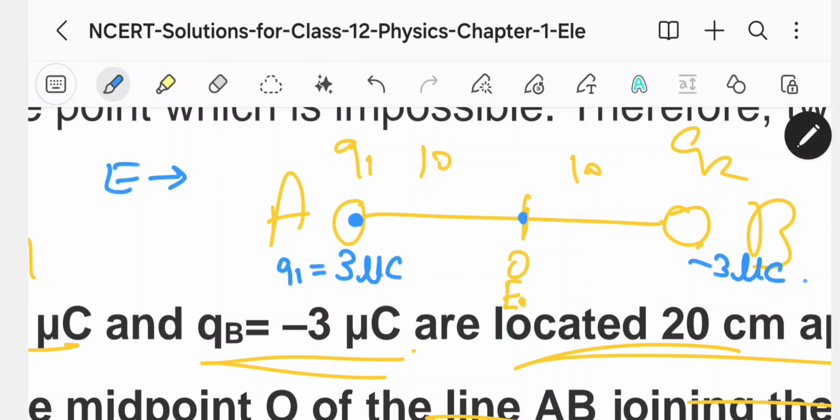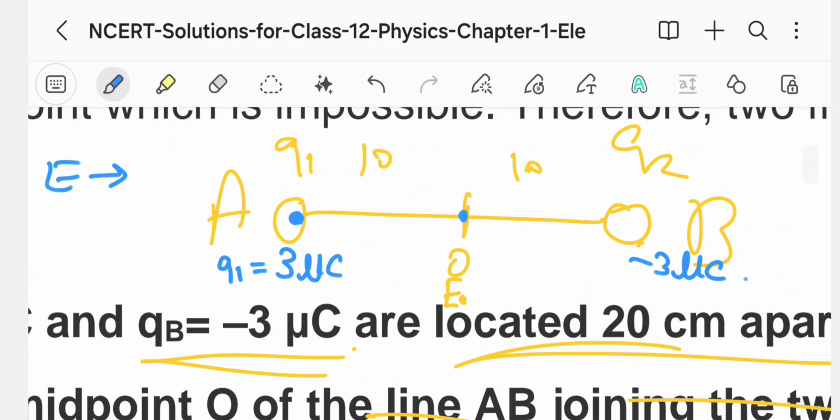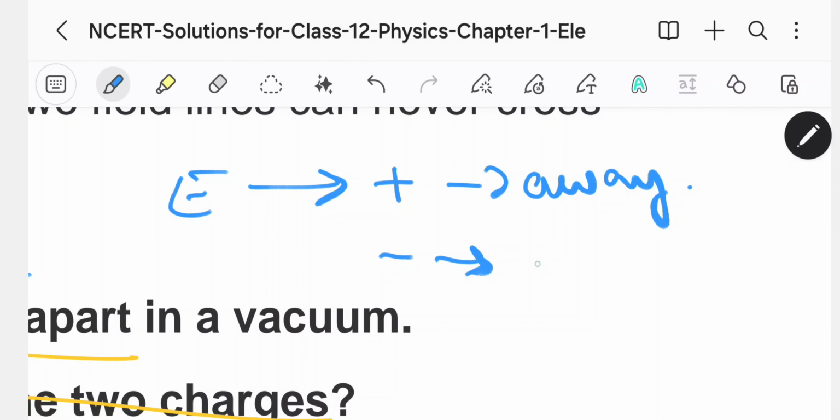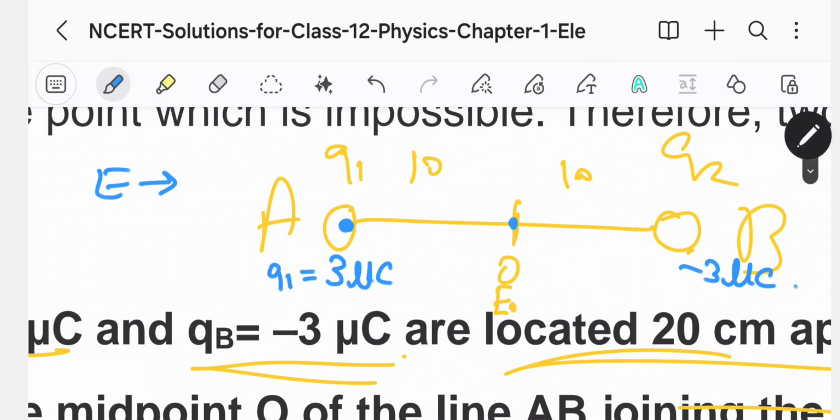We know that electric field direction is marked: if it is negative, we have to go towards negative, and if it is positive, you have to go away from positive. Just remember this part. So just tell me where it will be. We know that this is positive, so we'll go away from positive. So this will be your E.